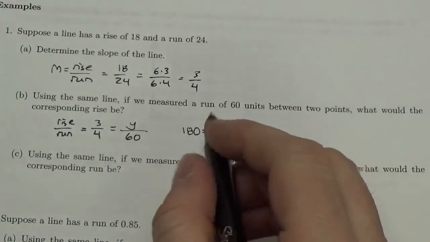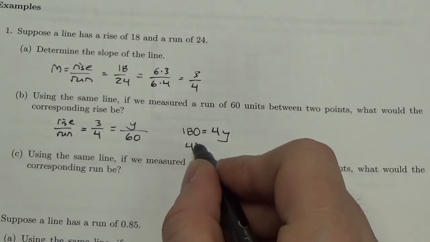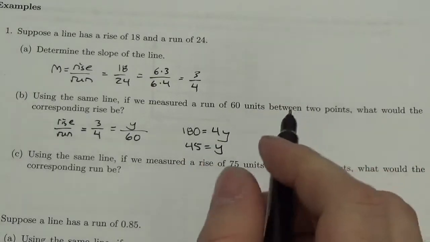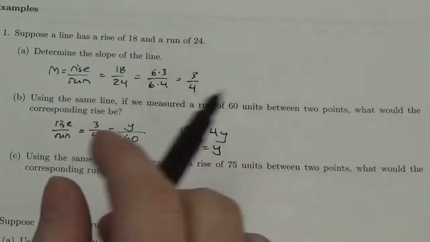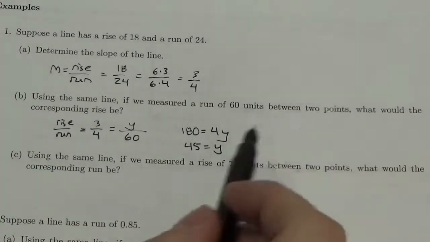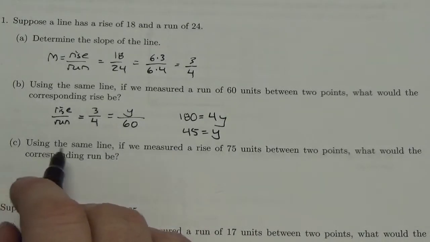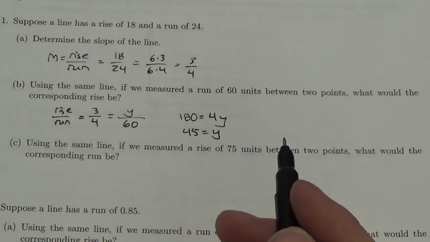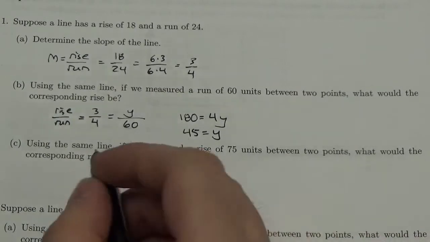And when you do that, you can just think about how angles work, and that might even help you here, because it's the same kind of numbers. Well, it turns out that that's 45. So this line here, that has a slope of 3/4, if the run is 60, then the rise would be 45. Okay, now the next part of this question says using the same line, which again means the same slope. If we measured a rise of 75 units, what would be the corresponding run?